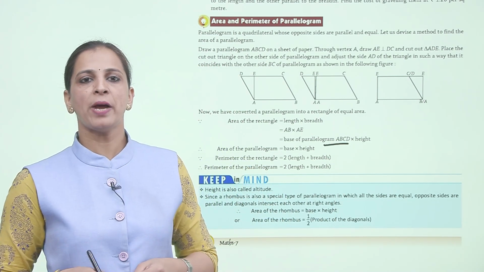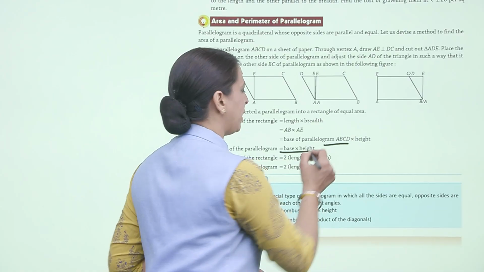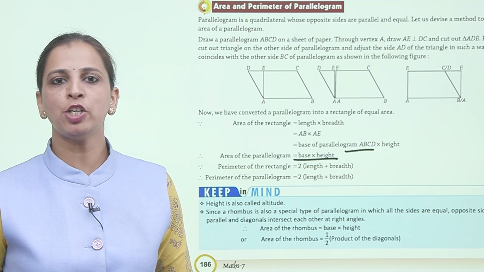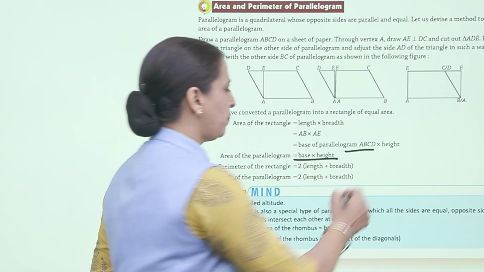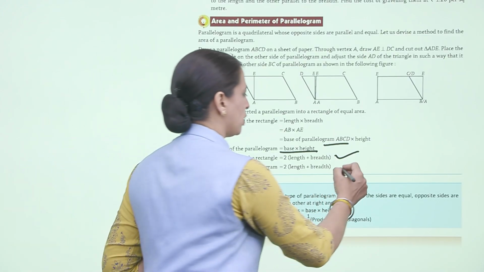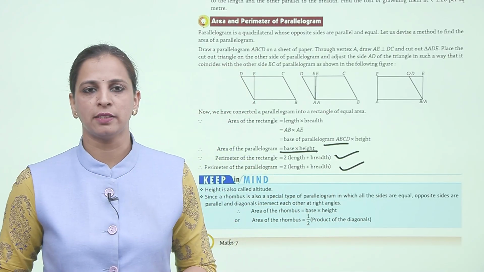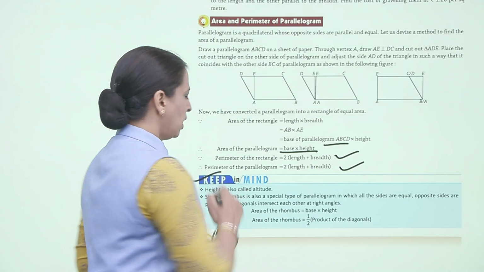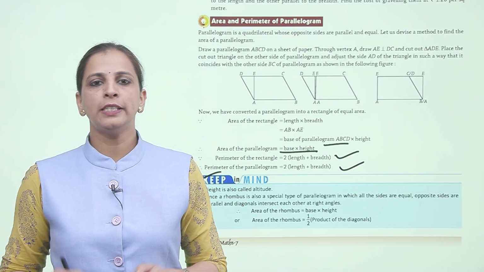So area of parallelogram is equals to क्या है हमारे पास, base into height, and perimeter of rectangle is 2 into length plus breadth. So perimeter of parallelogram is also equals to 2 into length plus breadth. Now keep in mind, height is also called altitude.